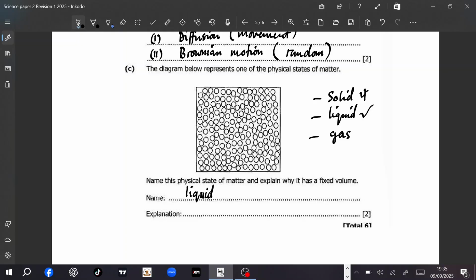Now, explain why it has a fixed volume. So liquids have fixed volume. Why? Because you cannot compress them. So you say because it cannot be compressed.